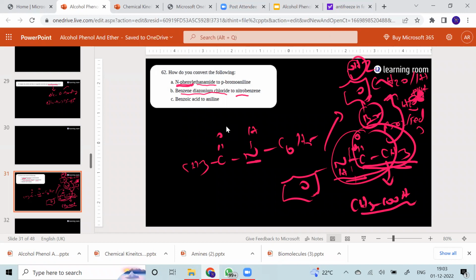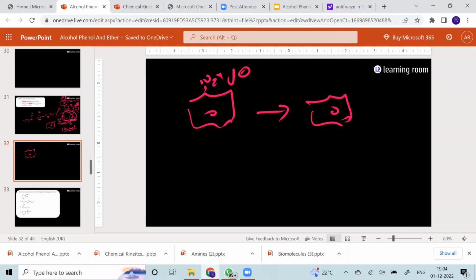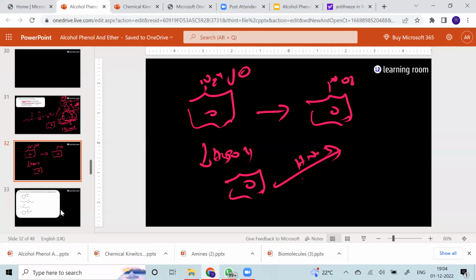Now benzene diazonium chloride to nitrobenzene. We have to convert this N2 plus Cl minus to nitrobenzene, NO2. There's no direct method, so you have to do it in two steps. First put H3PO4 and convert this into benzene, and then go for HNO3 and H2SO4. You get nitration. I don't think there's any other direct method. This is the shortest I can think of.